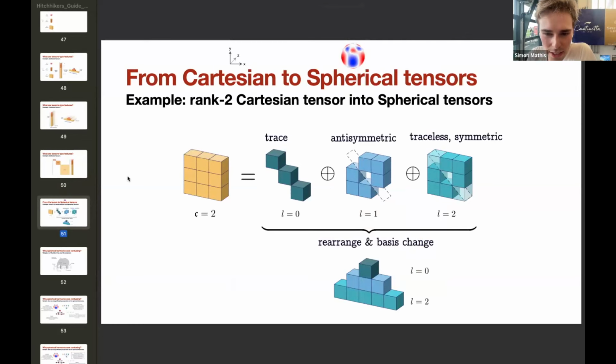And what you can see on this example is that you can take any Cartesian tensor and decompose it into a scalar component, an antisymmetric component, which transforms like a vector, and a symmetric component, which transforms like an L2 feature. And it'll become apparent what L2 means in a second.